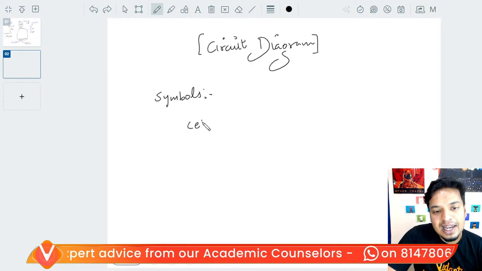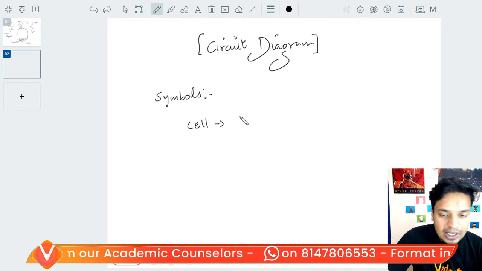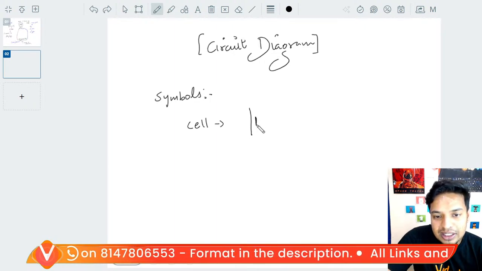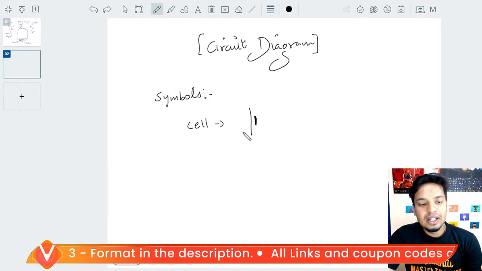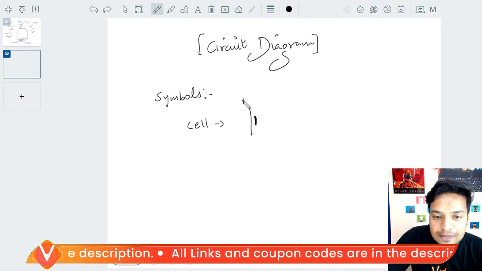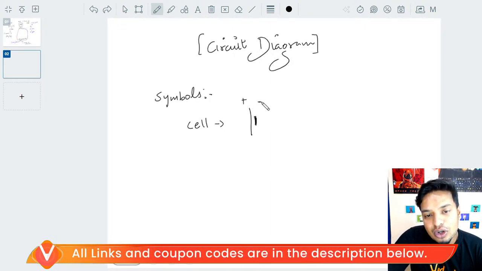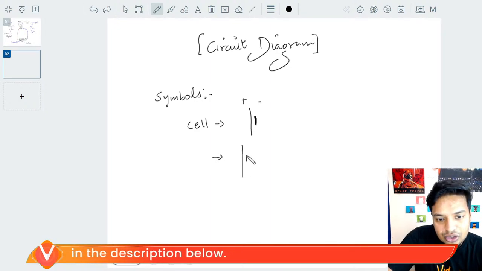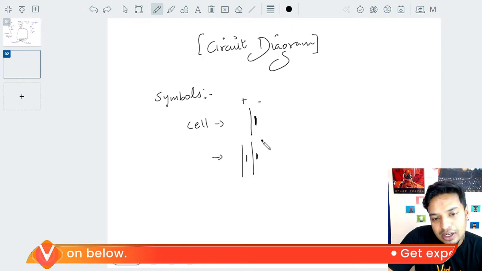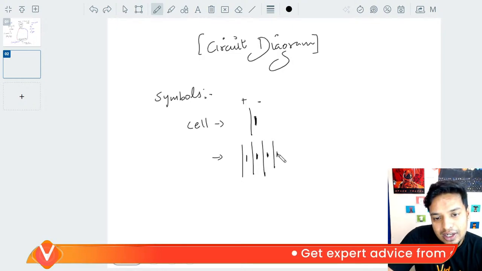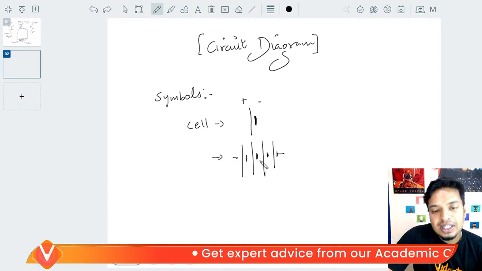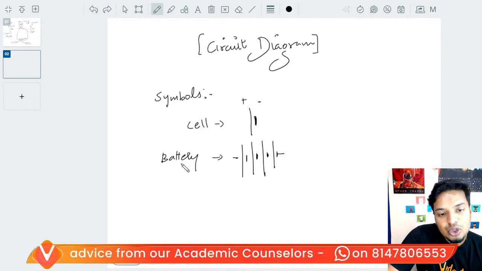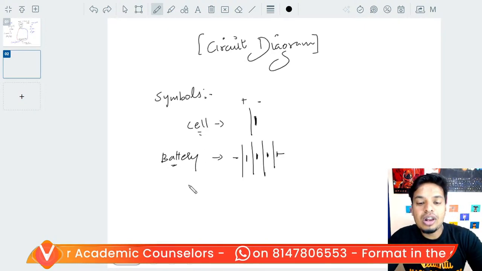First, the symbol for a cell: we have one long line and one short thick line. This is a cell. The longer line indicates your positive terminal, the shorter line indicates your negative terminal. Now tell me what this is. Long line, short line, long line, short line. This is your battery. Very good. So more than one cell, we call it a battery.